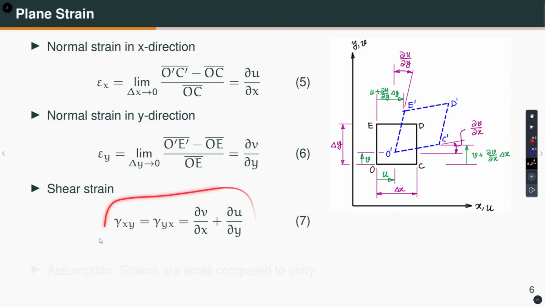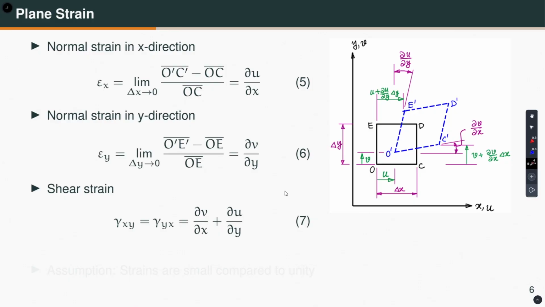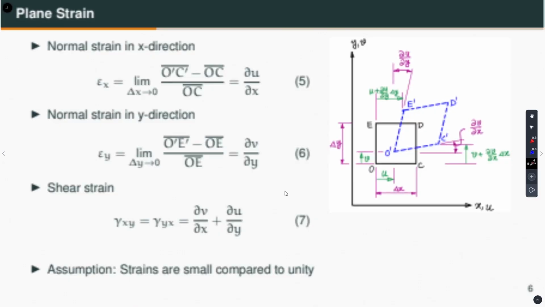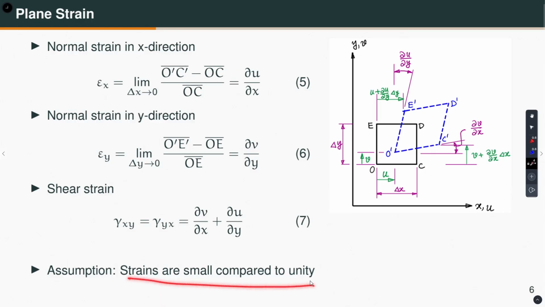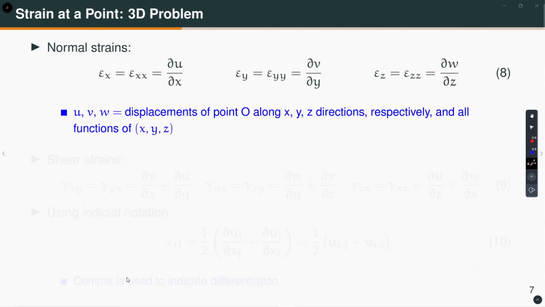You can always do a more rigorous derivation and end up getting the same expression. In the interest of time, I am not getting into those derivations. Just to remind you, the assumption is we are talking about strains that are very small compared to unity. For a general 3D problem, we now have three displacement components u, v and w.